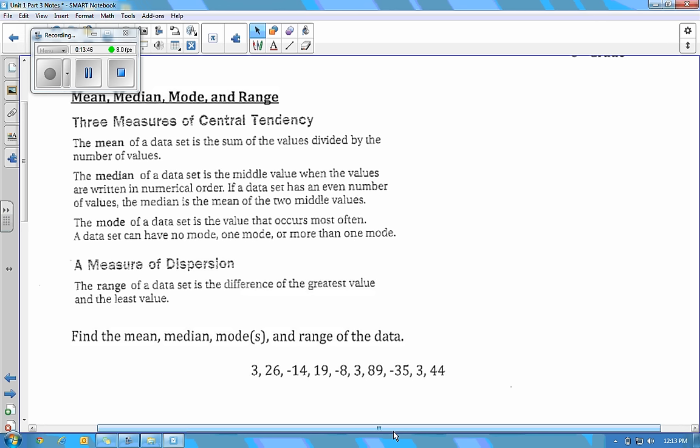Okay? So just to review, to find the mean, we add up all the values, and then we divide by how many there are. The answer is our mean. For the median, we put them in order from least to greatest. We cross them out from the outsides. The number in the middle is our median. For our mode, it's the number that shows up the most, the most frequent, and then the range is the biggest number minus the smallest number.